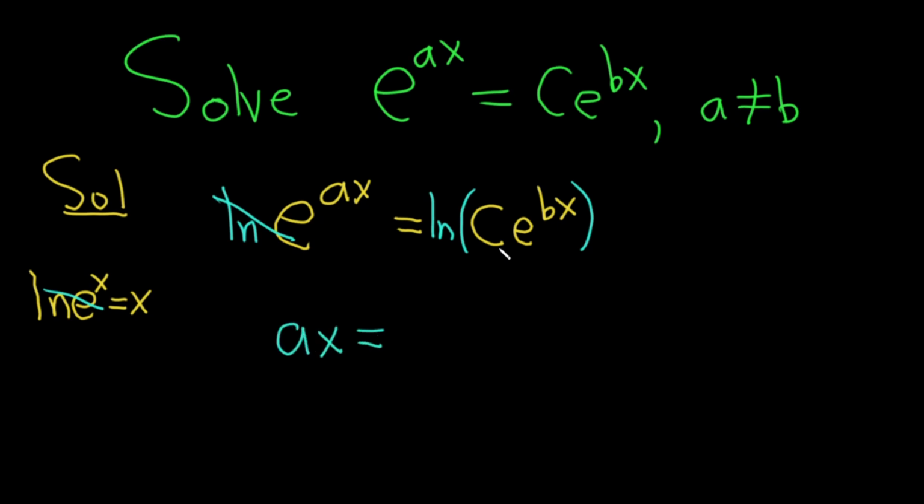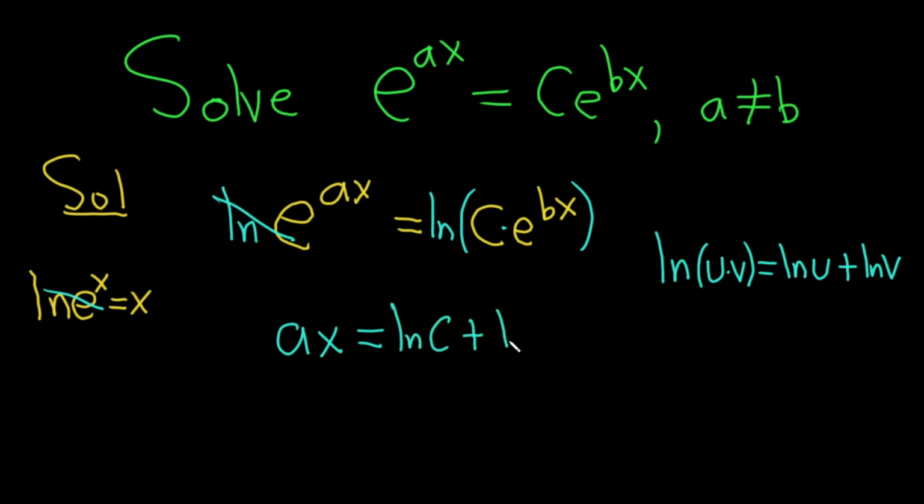equals. Now here we can't quite use the formula because of the c. So instead we're going to use a different formula. We have c times e^(bx). So the multiplication should make you think of something called the product rule. The product rule says if you have the natural log of, I'll use u and v, u times v, the multiplication turns into addition. This is the natural log of u plus the natural log of v. So this becomes the natural log of c plus the natural log of e^(bx).